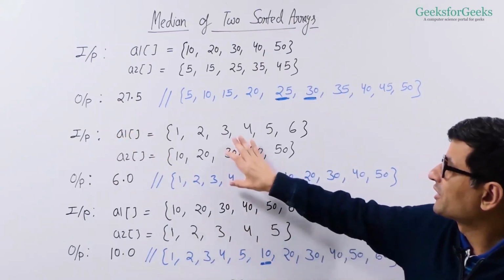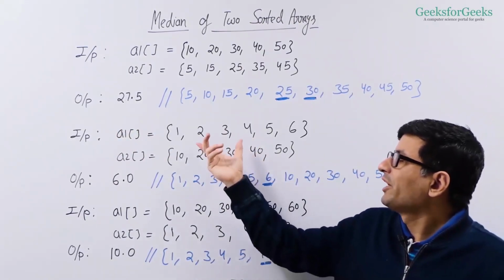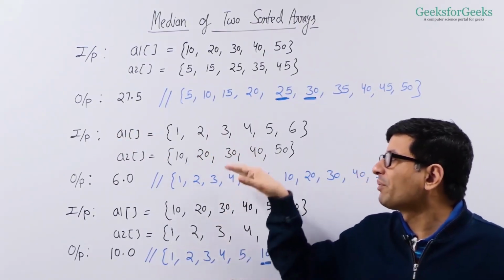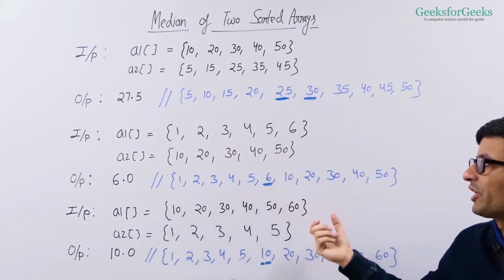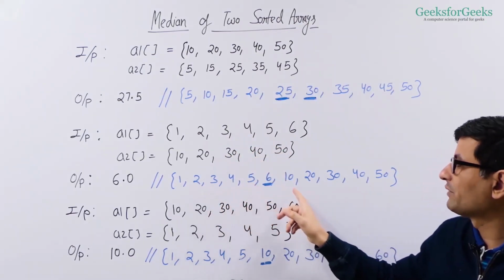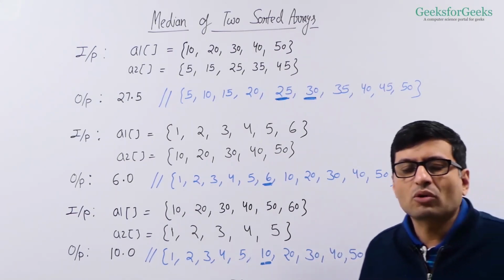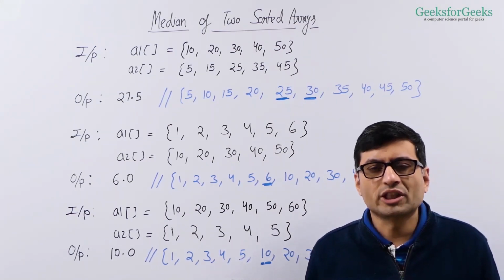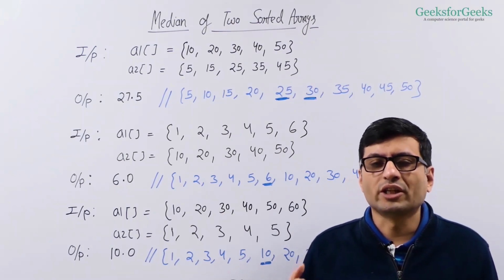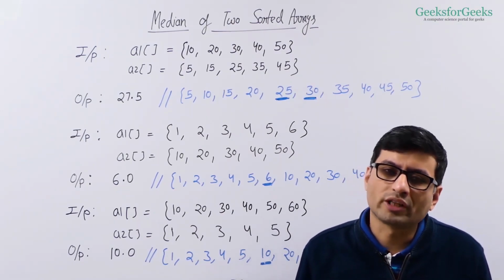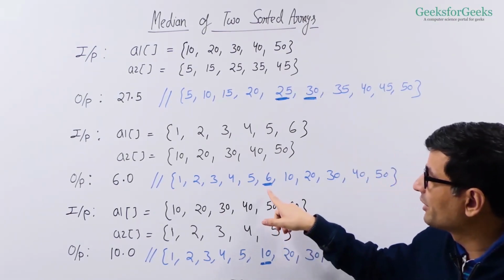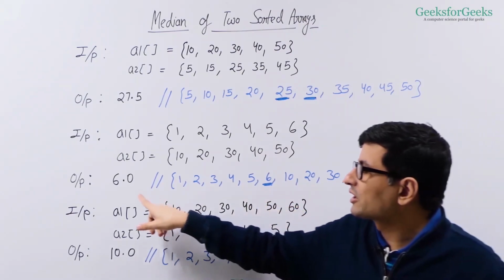Let's now see the second example. In this example, again we have two sorted arrays, and if we put all these elements together in one sorted array, we'll get 1, 2, 3, 4, 5, 6, 10, 20, 30, 40, 50. And this time we have a total of odd elements. So there is going to be one element which is greater than half of the elements and smaller than half of the elements. And this element here is 6. So our answer is 6.0.